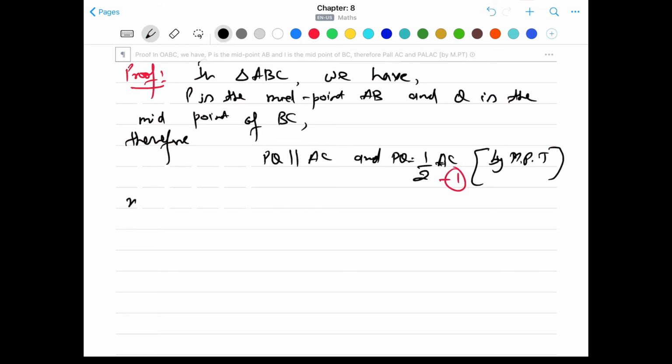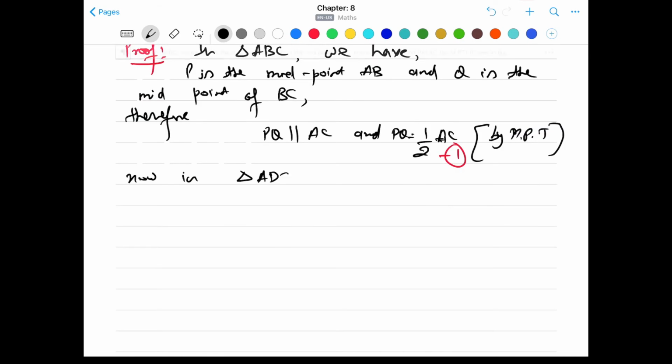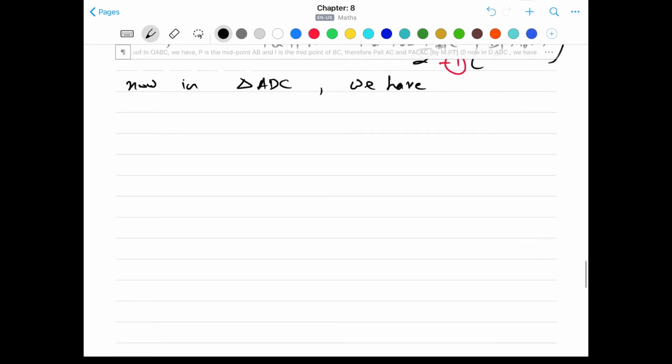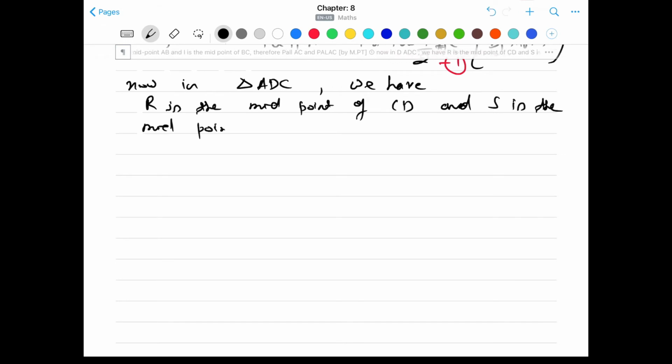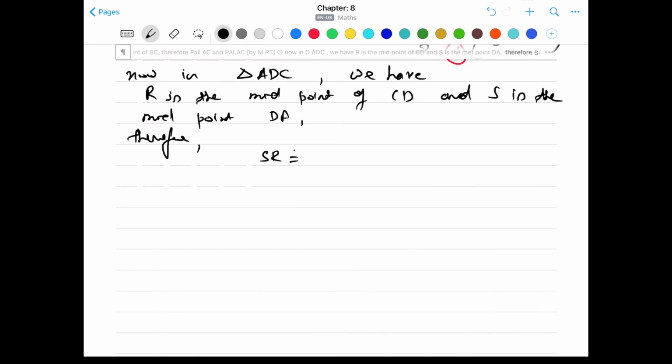In a similar way, now we'll take the second triangle, which is ADC. In triangle ADC, R is the midpoint of DC and S is the midpoint of DA. Therefore SR is parallel to AC and SR is half of AC. Let's name it equation number 2, and this is again by the midpoint theorem.